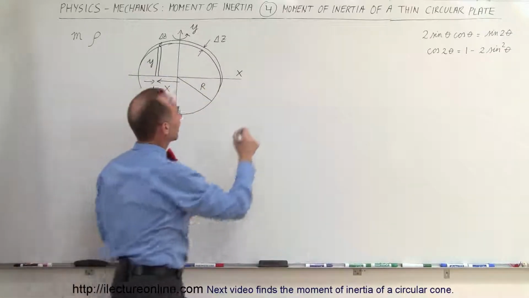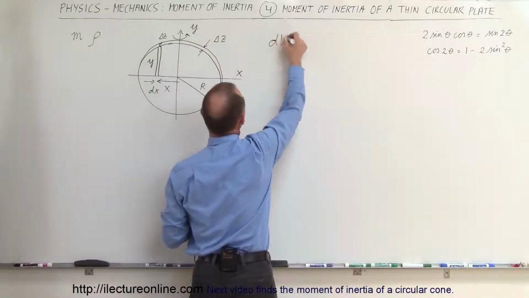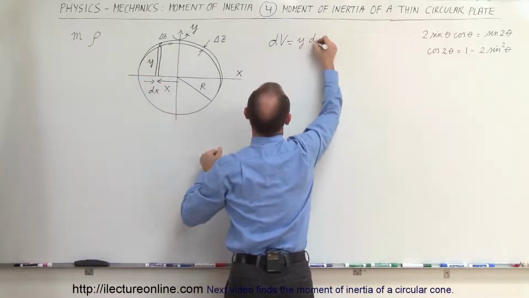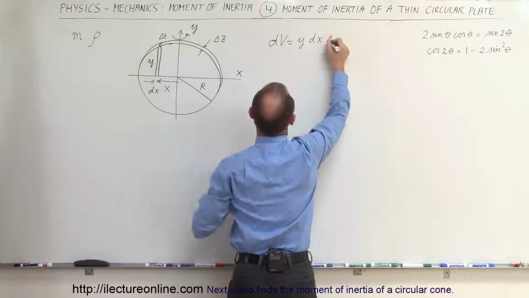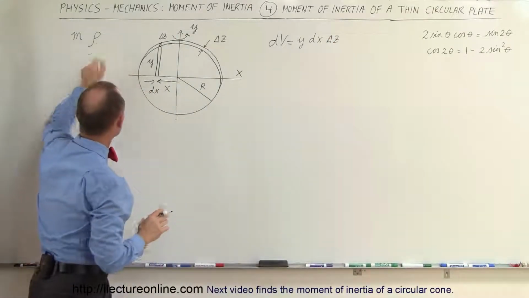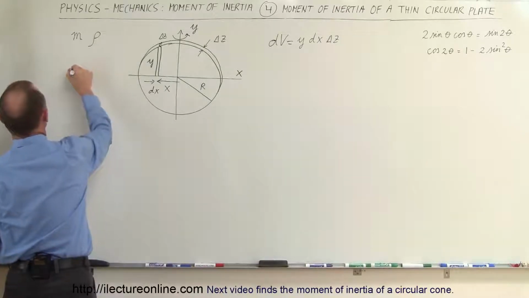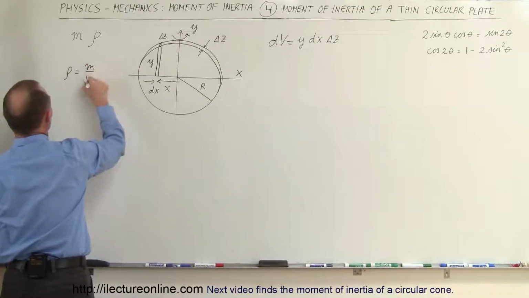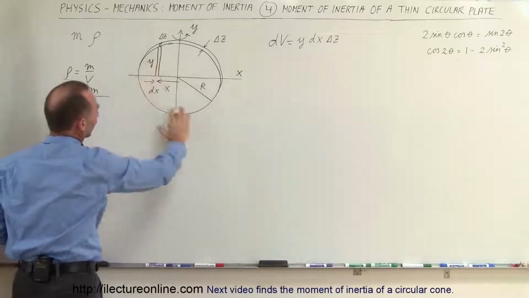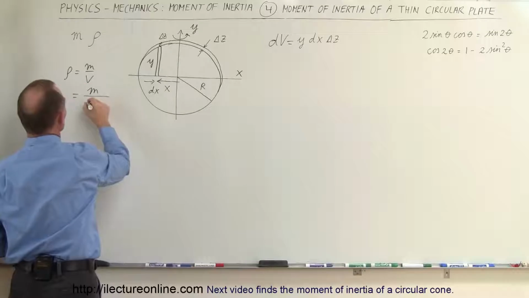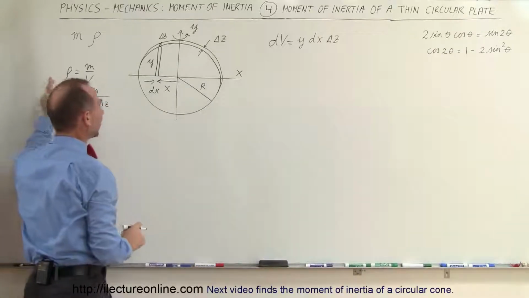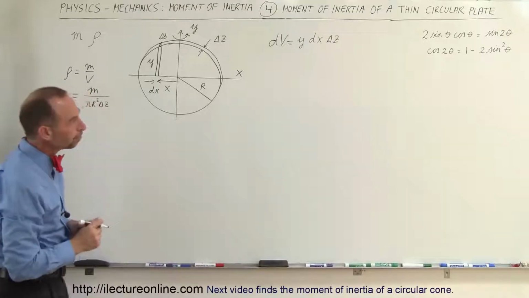And so we can say that the volume of that, let's call it a dv, is equal to the height y, the width dx, and the thickness delta z. So that's the volume. And the density of that would be rho. And of course, remember that the density of the disk is equal to the mass divided by the volume. So in this case, that would be equal to the mass of the disk divided by the volume of the disk, which would be area times the thickness, which would be pi r squared times delta z. We'll plug that into the equation later.